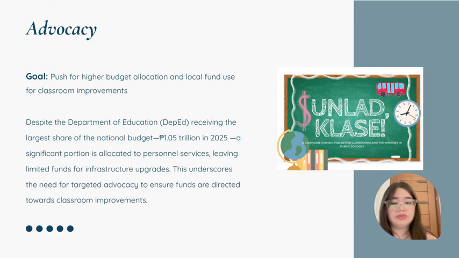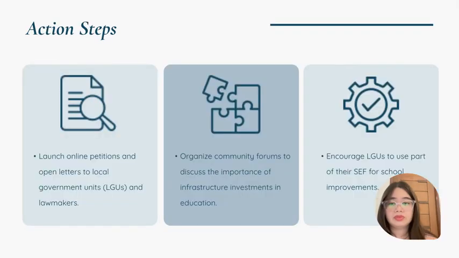So, despite the more than 1 trillion pesos of allocation for the Department of Education, most public school classrooms around the Philippines still need more attention and improvements. Some action steps for this could be launching online petitions and open letters to local government units or LGUs and local lawmakers, and organizing community forums to discuss the importance of infrastructure investments in education, and finally encouraging LGUs to use part of their SEF or special education fund for school improvements.